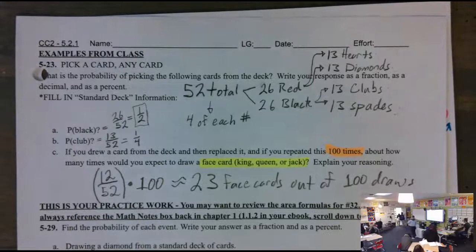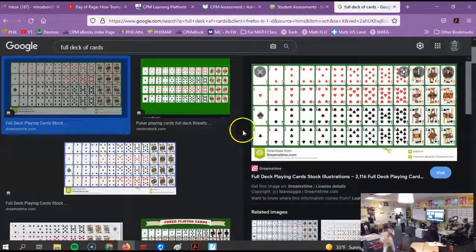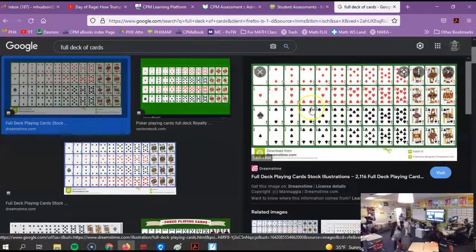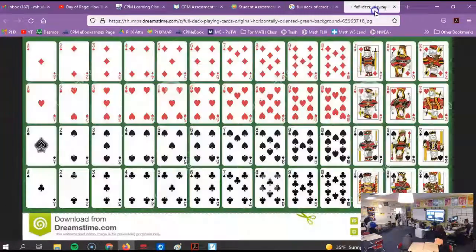Hey, you can also Google this. If you forget what's in a deck of cards, Google it. Amazing. Power of Google.